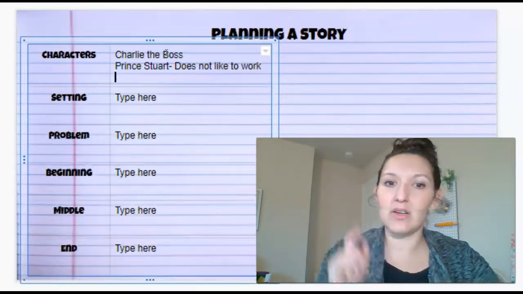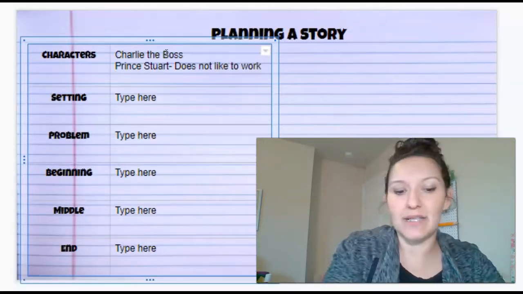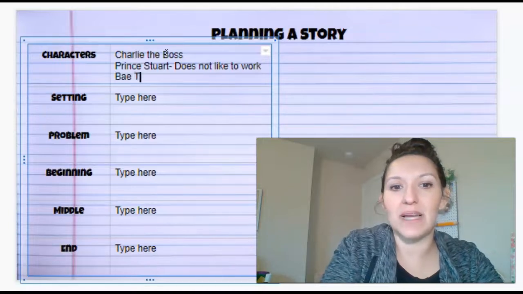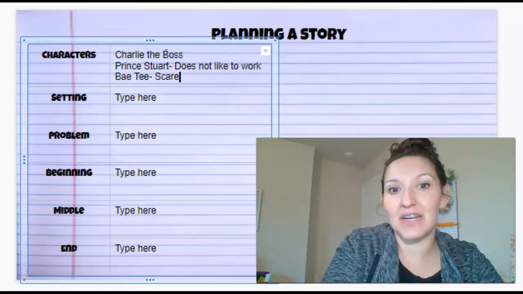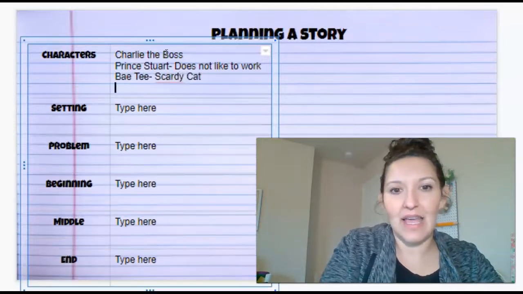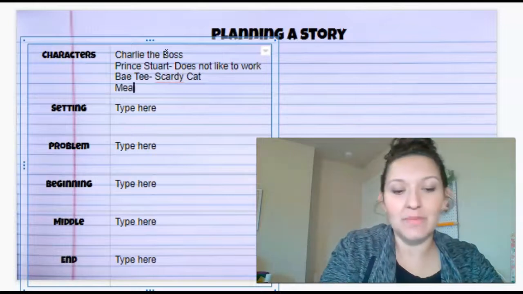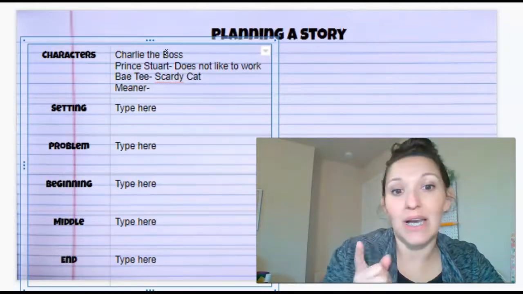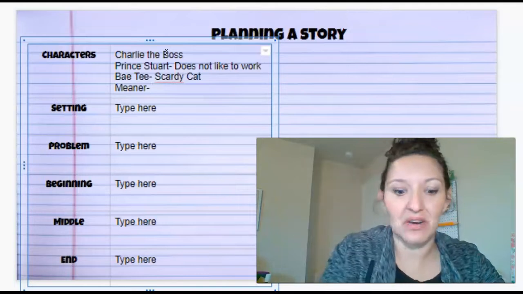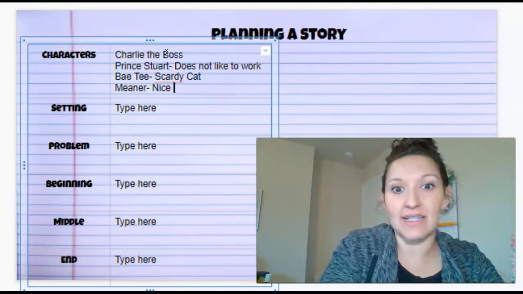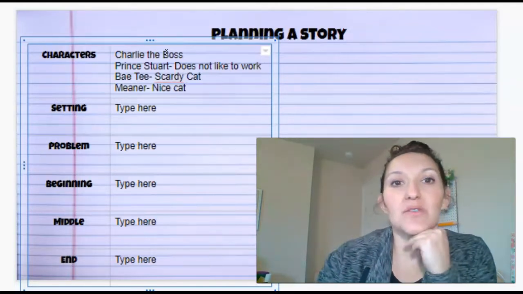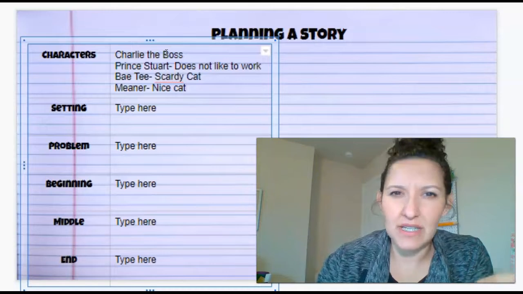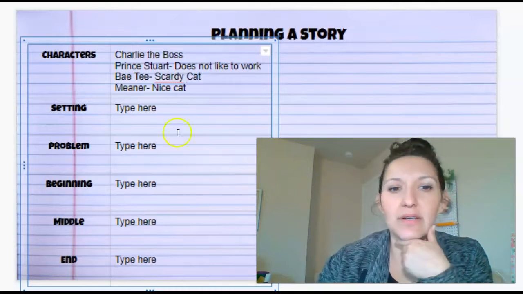All right, and then I also want two other cats that are in my house. One of them is named Beatty. She's a scaredy cat, right? And then another one I want, her name is Meaner. She's a black cat that I have, and you know what? I named her Meaner. She's not mean at all. She is the nice cat, right? So notice how I added some personality traits to those characters.